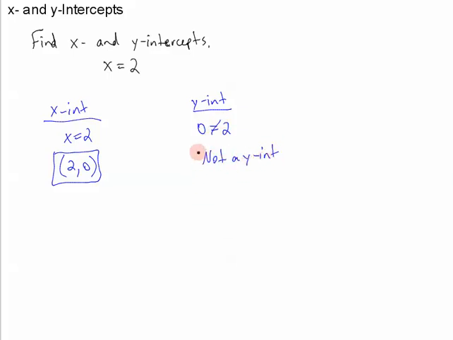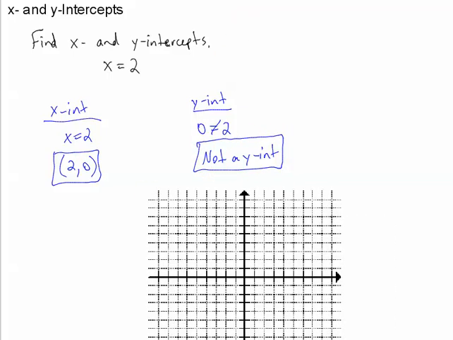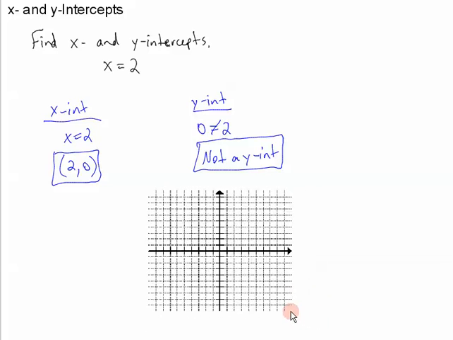The reason is, if you were to graph this line, let me shrink this. If you were to graph this line, x equals 2 is a vertical line, and it looks like this. And you can see that the x-intercept is (2, 0), and it never touches the y-axis because it runs parallel. So you can see it algebraically as we have up here, or you can graph it and see it that way.